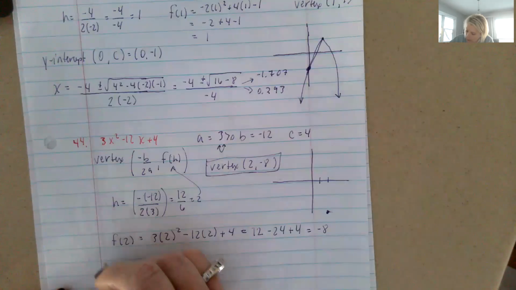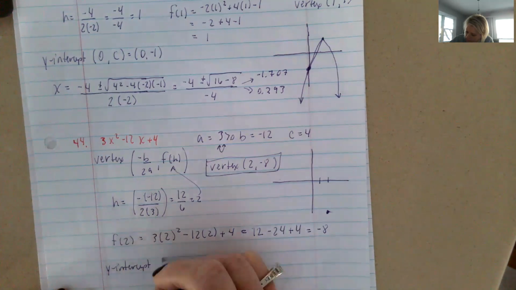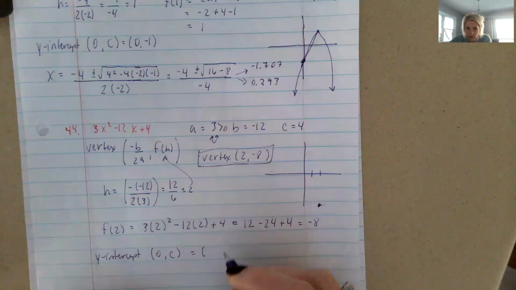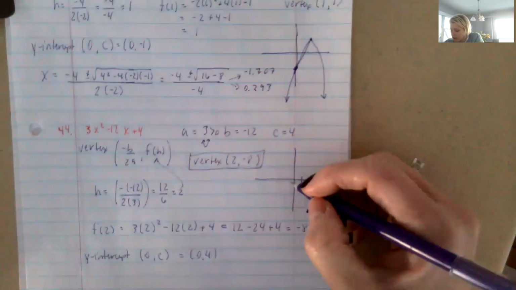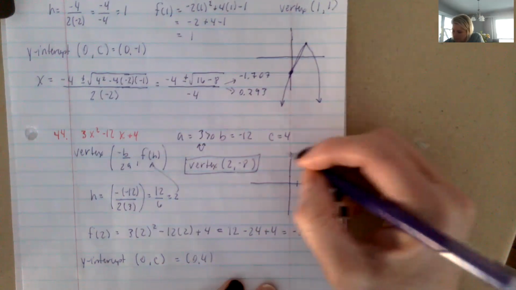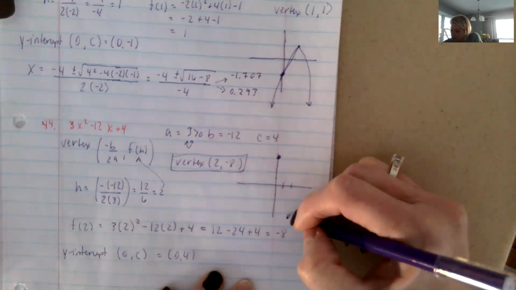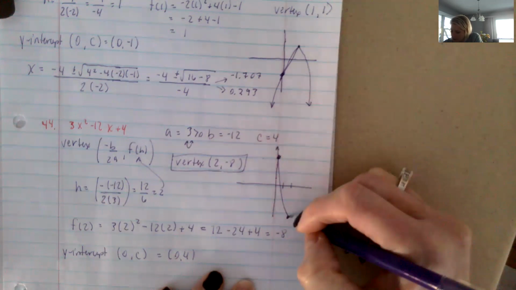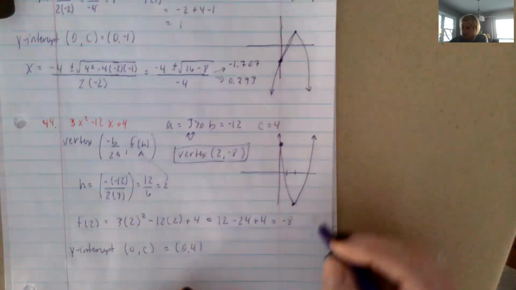Remember, my y-intercept is (0, c). So ours is (0, 4). That gives us another point, (0, 4), up here. And so it's going to go something like this, right? And then something like this, because they're symmetric.